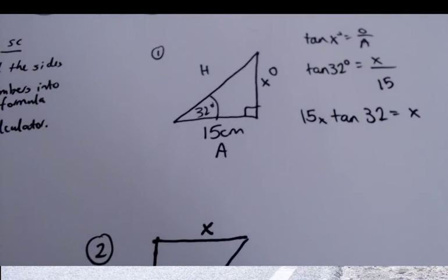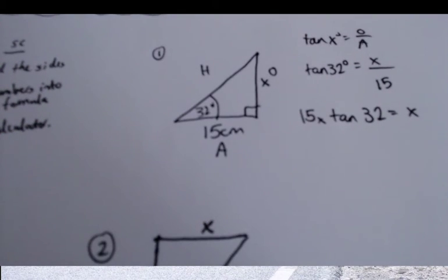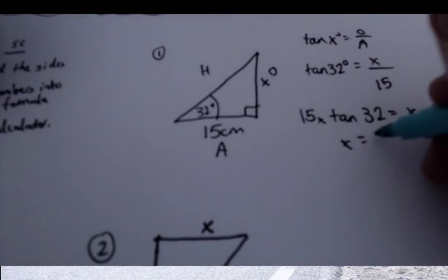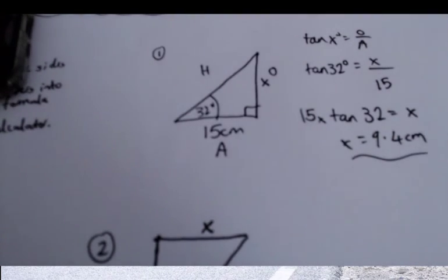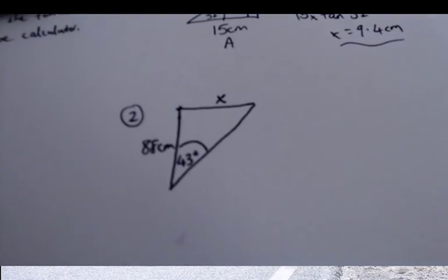Go to your calculator. If you're using the phone, we do this reverse. We do 32 tan times 15, 9.4 to 1 decimal place. Centimetres. I hope you got it right. Second one, same again, pause the video, try the question.